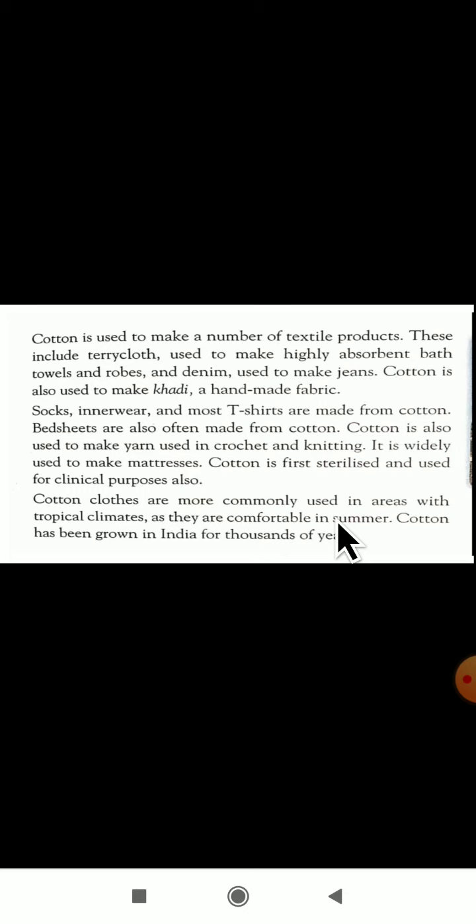the summer season. Why is it most suitable in the summer season? Because it will absorb the sweat easily. So we wear cotton clothes in the summer season, and for thousands of years we have been using cotton in our Indian country. Remember all these points here, as it is highly absorbent. Cotton is highly absorbent, so we are using it in bath towels also, robes also, and denim also, and to make even jeans also.